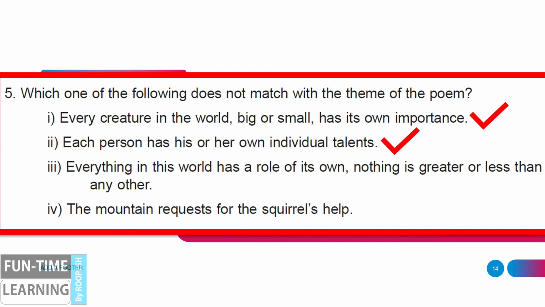Everything in this world has a role of its own. Nothing is greater or less than any other. It's also correct. Now, we can simply say that the last one is wrong, and let's read what it is. The mountain requests for the squirrel's help. That is wrong.